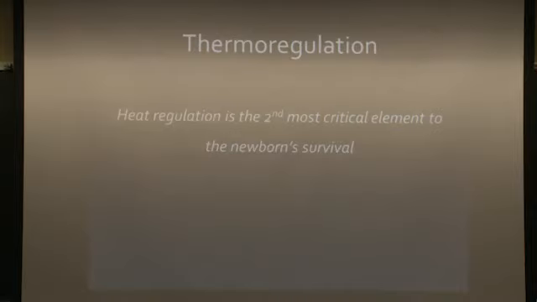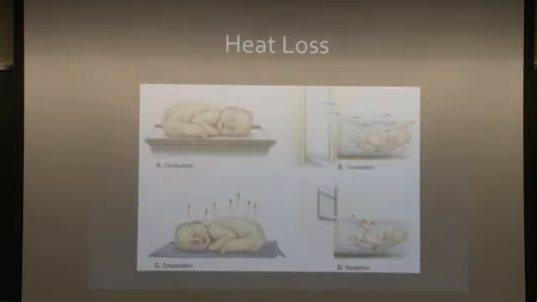It is always important to remember about thermoregulation in infants, because this is the second most critical element to newborn survival. If the baby is too cold, then we can have problems. Here are different ways that babies can lose heat. It can happen in 4 ways: conduction, convection, evaporation, and radiation.